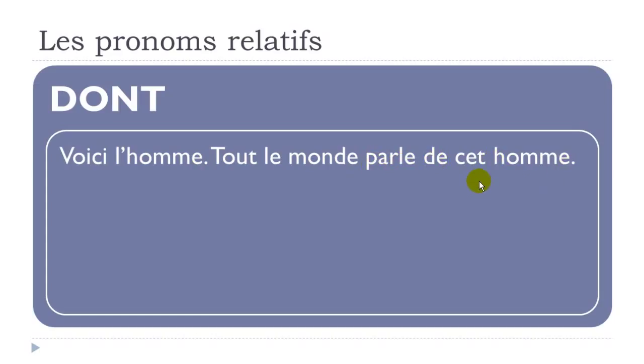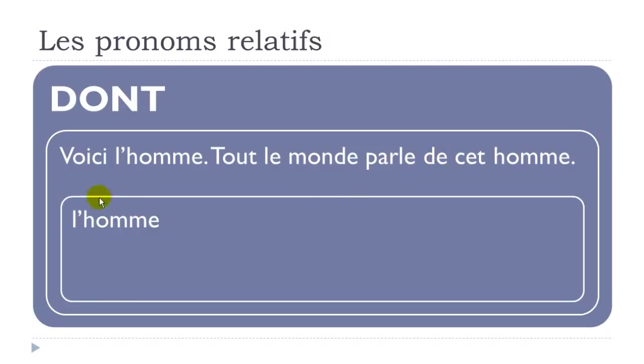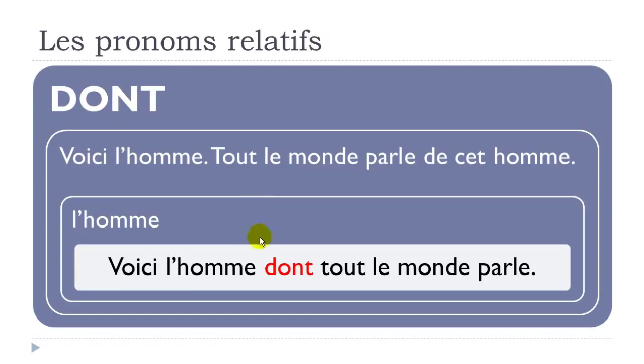The important thing here is to spot first, of course, the subject, tout le monde, then the verb, parler. Then if you look carefully between our complement here, cet homme, because that's the thing we don't want to repeat, and the verb, we've got the preposition de. And it tells us that if we don't want to repeat l'homme, we will have to use this dont pronom. And the sentence will go like that.